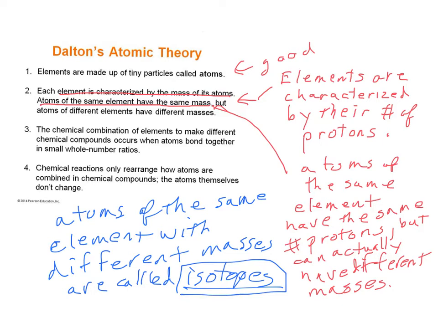So he was wrong on those two parts. Kind of right, but kind of wrong. He knew that atoms of the same element had something similar. He also knew that atoms of different elements were different, and he was right there. No need to beat up on the guy there. Atoms of different elements have different masses.